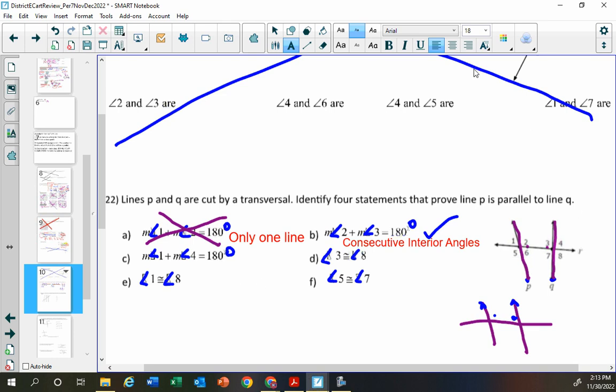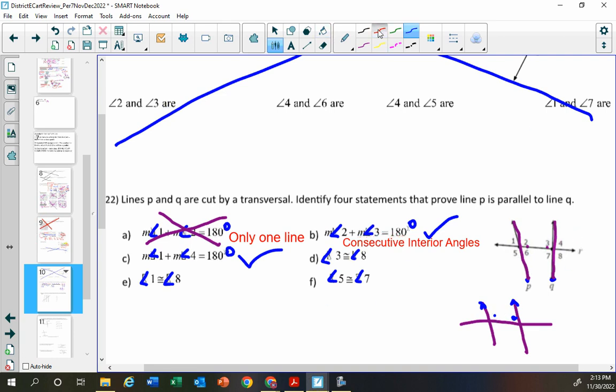Now, we didn't talk about this one too much. Angle 1 and angle 4, that would also work because it's the consecutive exterior, same side exterior angles. We didn't really talk about that one too much, but that could be an option because again, angle 1 touches P, angle 4 touches Q, but this angle plus this angle out here must add up to 180. So that was the same side exterior. That one would work.